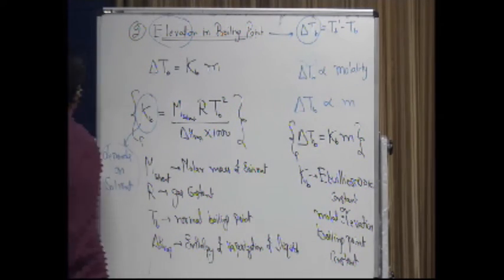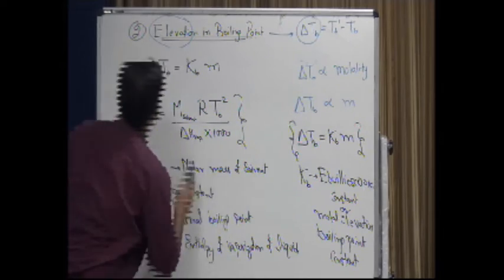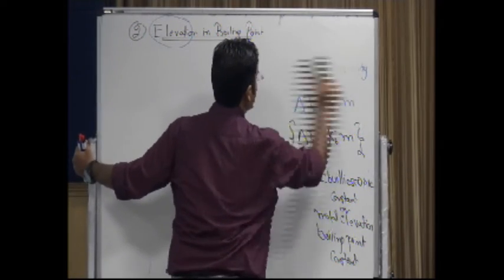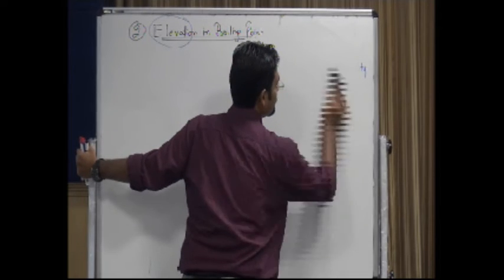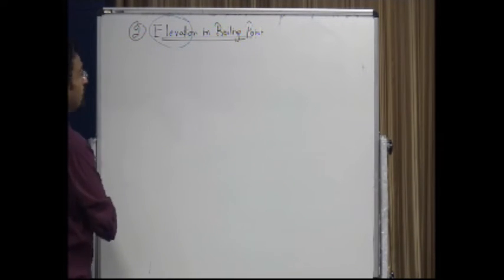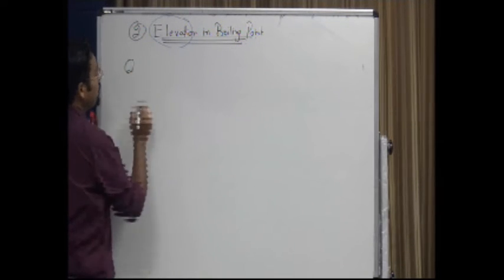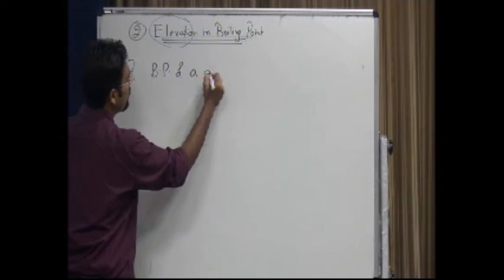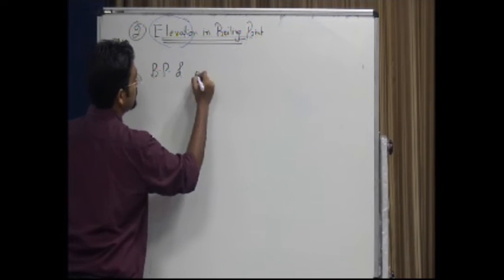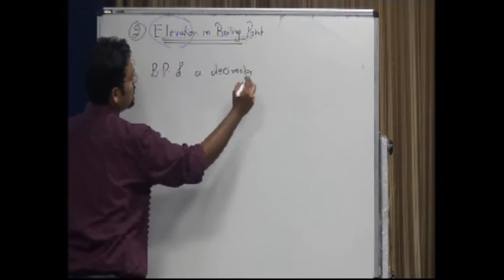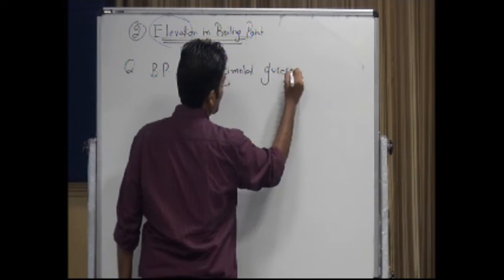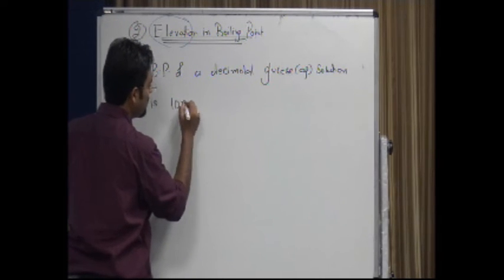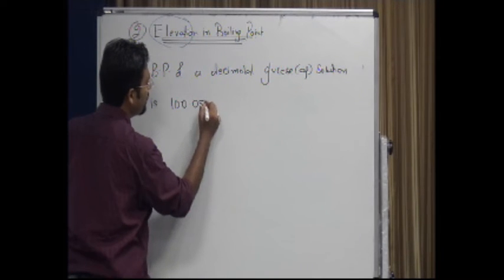Done? So, elevation in boiling point, let's quickly solve a problem. The problem is: the boiling point of a decimolal glucose aqueous solution is 100.051 degrees Celsius.